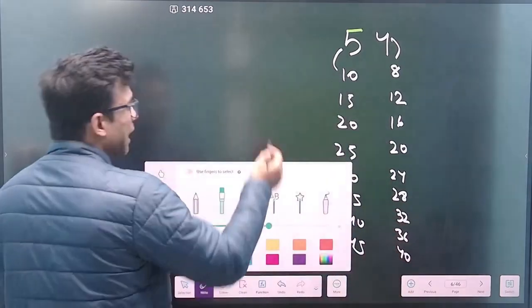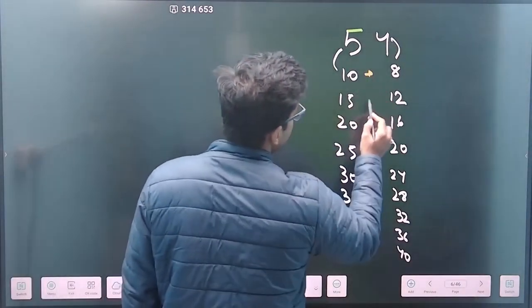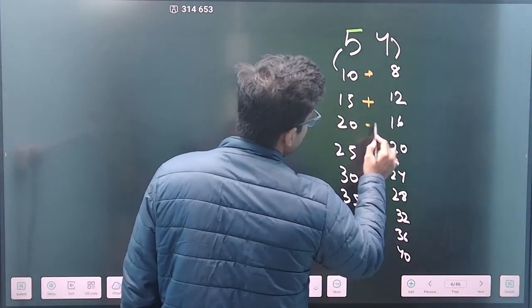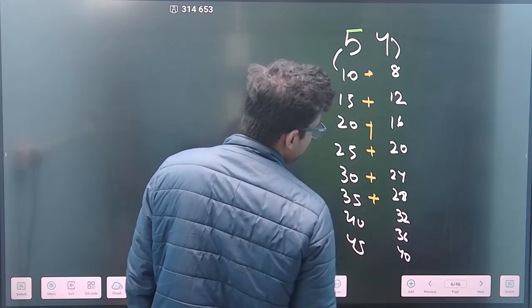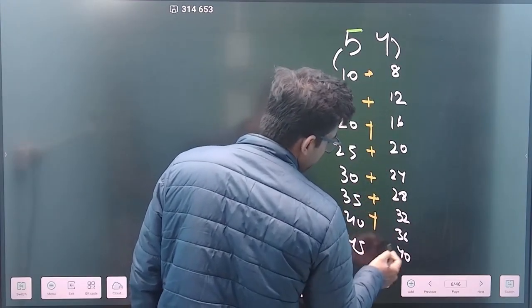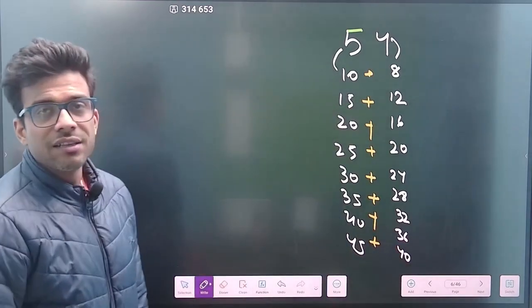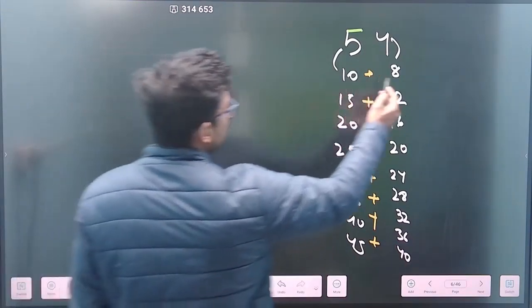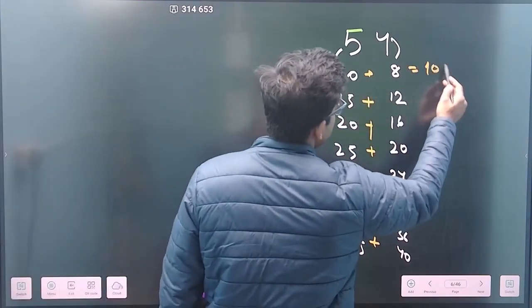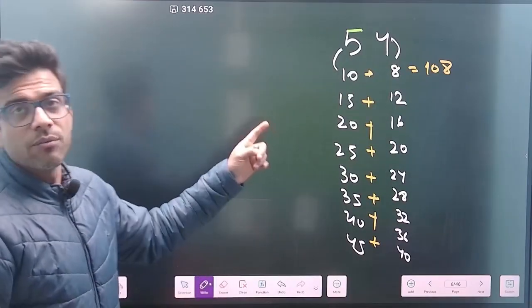But see, I can also write the table. Now you need to plug this up, add this: 10 plus 8, 15 plus 12, 20 plus 16, 25 plus 20, 30 plus 24, 35 plus 28, 40 plus 32, and so on and so forth. Add all these things, right? Now the point is that this will not help you in the problem solving approach. Now 10 plus 8, this becomes what? 108. This will become like 108.